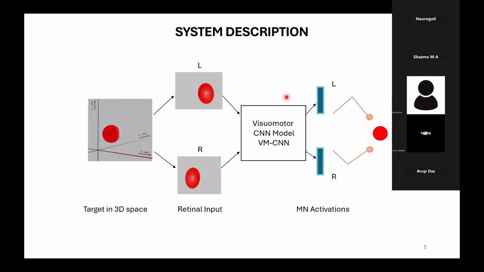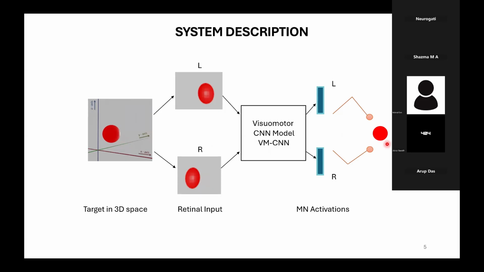Now, this is the high-level overview of the system that we're going to be using. We're going to be using a convolutional neural network model, to which we give inputs as the left and right retinal images of a target that is present in 3D space. Now, the goal of the model is to understand the location of the input, that is the target, in 3D space, and provide the muscle activations that are going to be necessary to reach to that target from a given rest position of the arms.